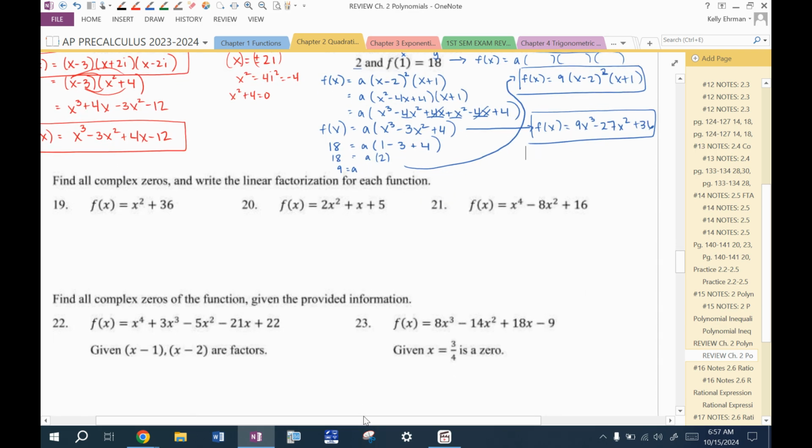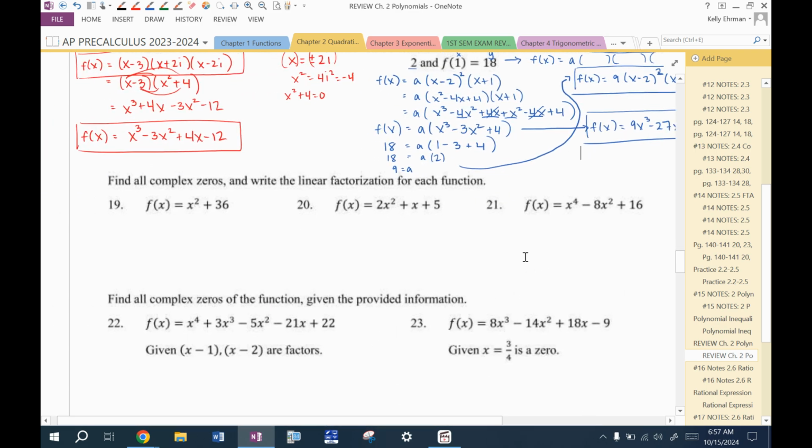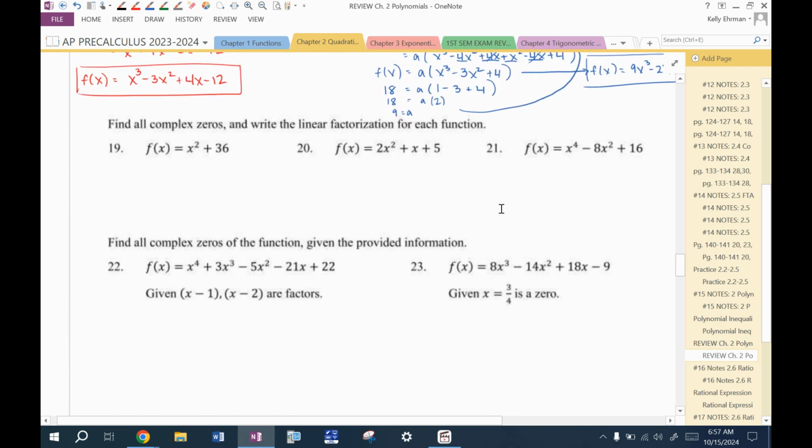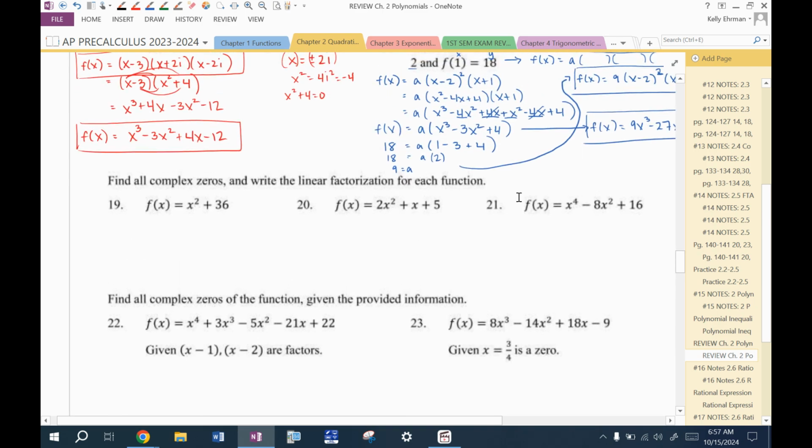Okay, we've got time for just a couple more then before office hours start here, and then we'll finish this in a third video here. Remember, we're spending 2 days in class working on all of this. Find all complex zeros. Write the linear factorization for each function. So that means that you might have factors that have i's in them or radicals.